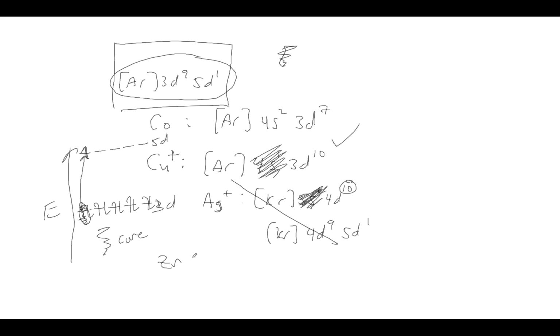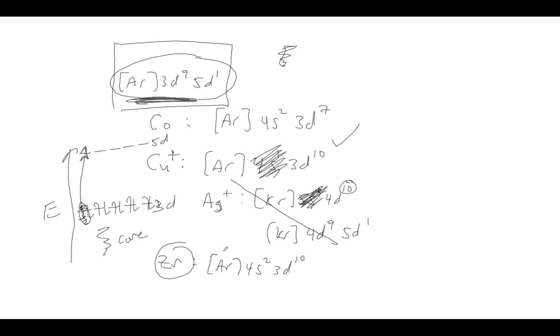Let's take a look at zinc. Zinc, we have argon 4s2, 3d10, right? And so there's no way that we can recreate this configuration because, again, we have run into the issue of too many electrons now in zinc, right? The number of total electrons doesn't match.